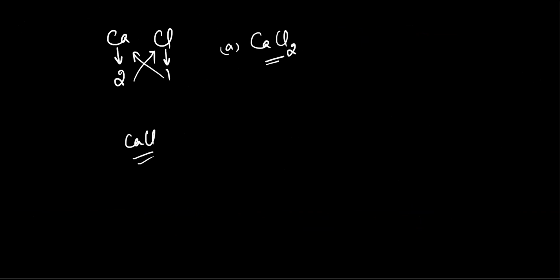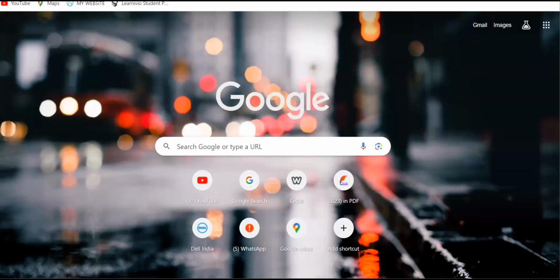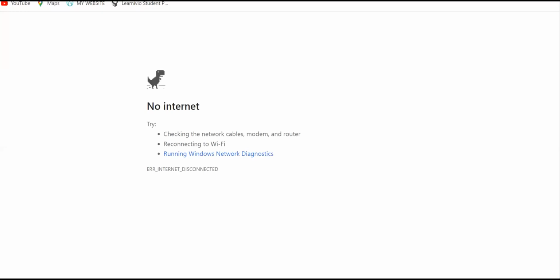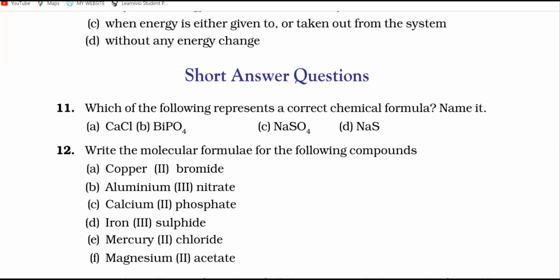Okay, the next one is Bi. So let it be, because you have not studied bismuth phosphate. Check the formula of Na, sodium sulfate, and sodium sulfide.